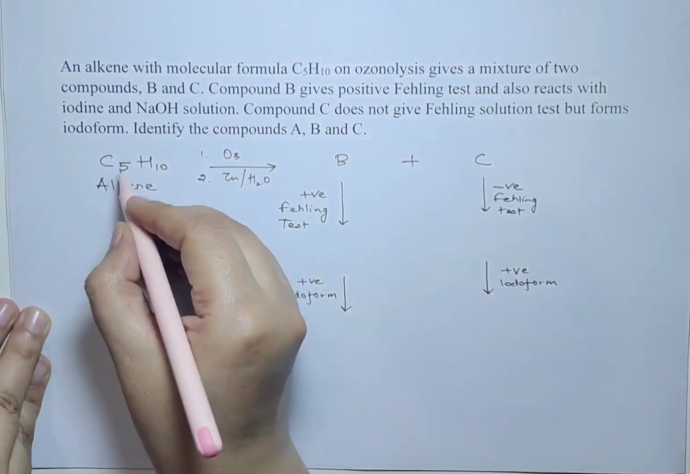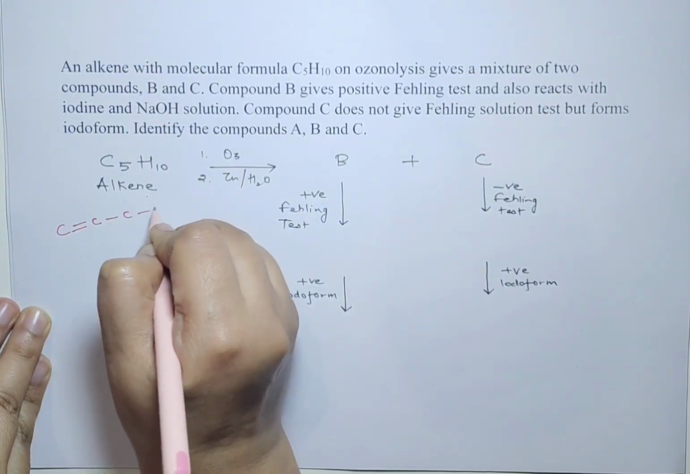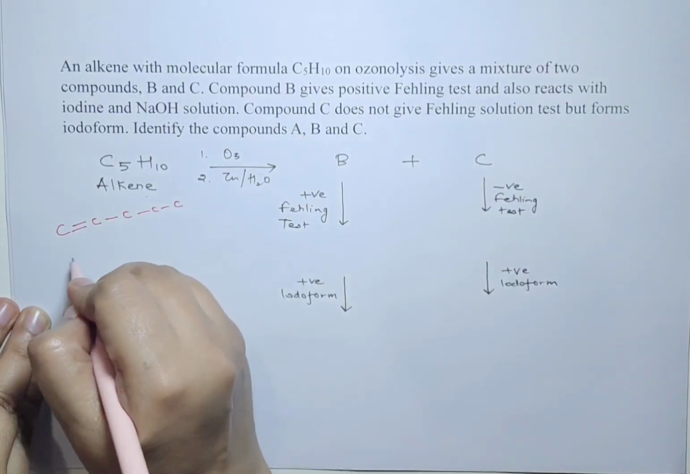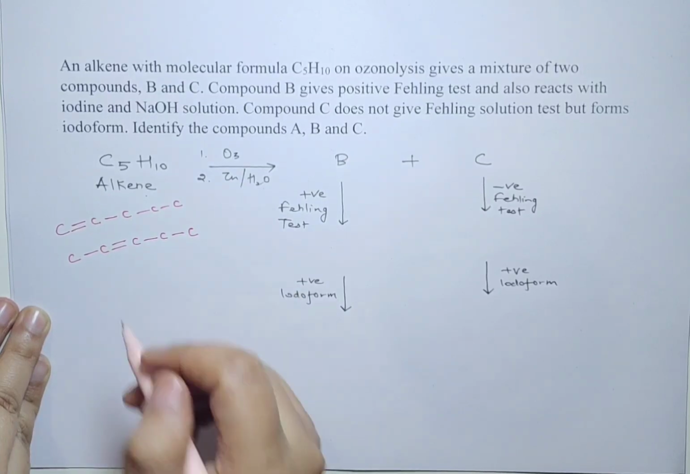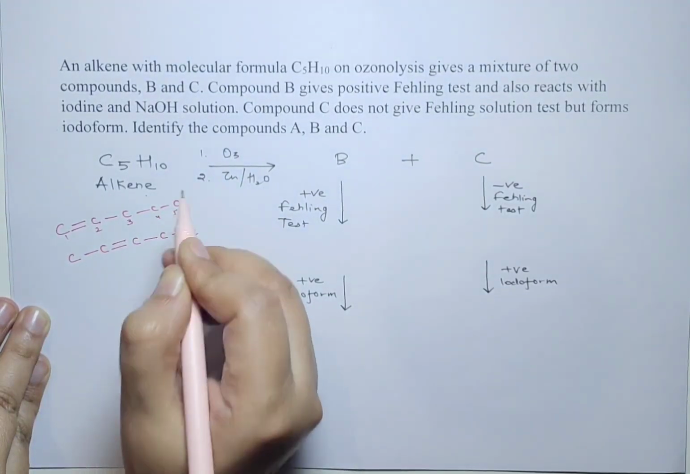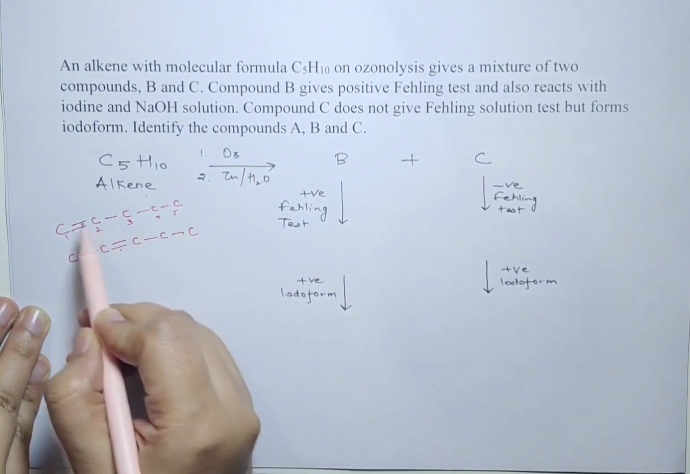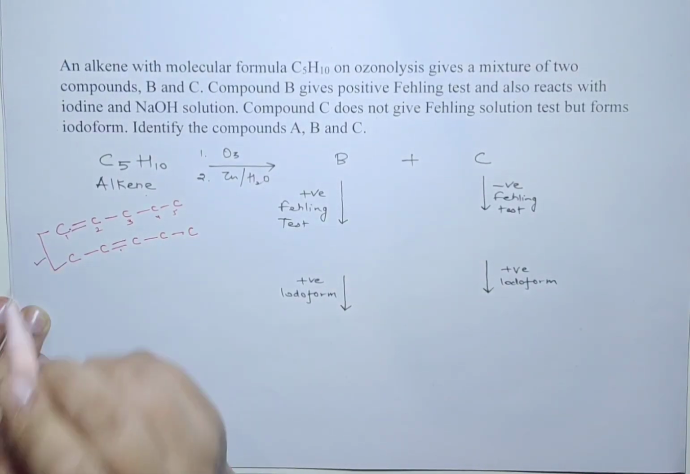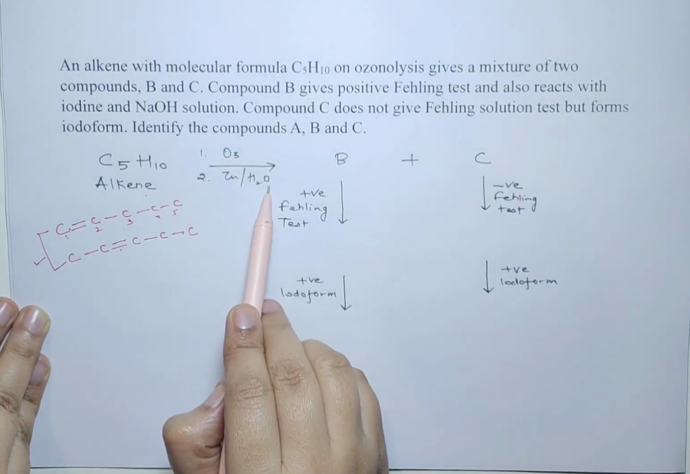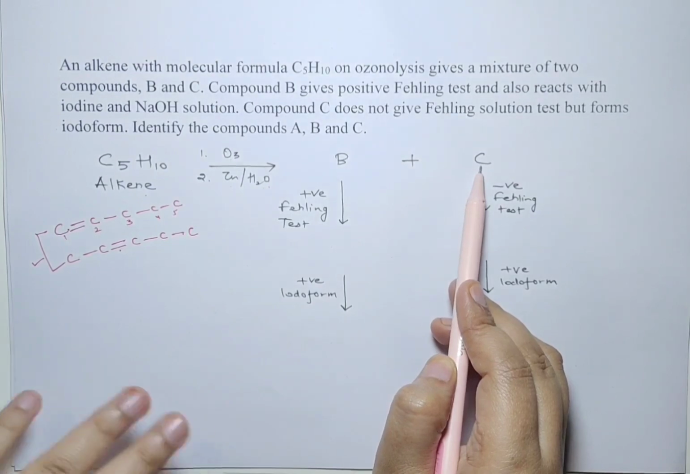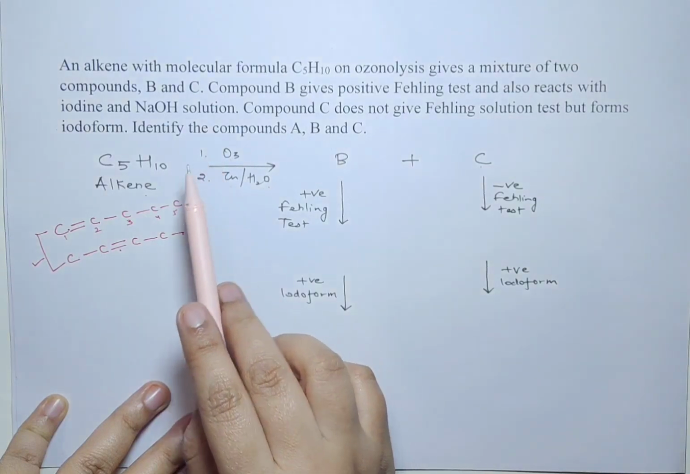If you have a 5-carbon alkene, you can have a double bond placed between the first and second carbon, or you can have it placed between the second and third carbon. If you put it here, it would be the same as this one. And if you put it here, it would be the same as this one. So these are really your only two options. Now upon ozonolysis and hydrolysis with zinc dust, it gives you two compounds. They can be anything. Let's see what they are.